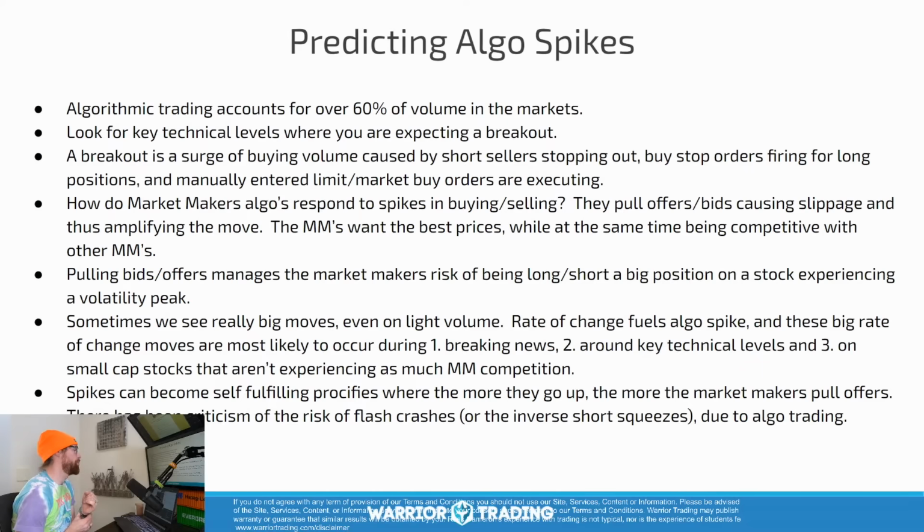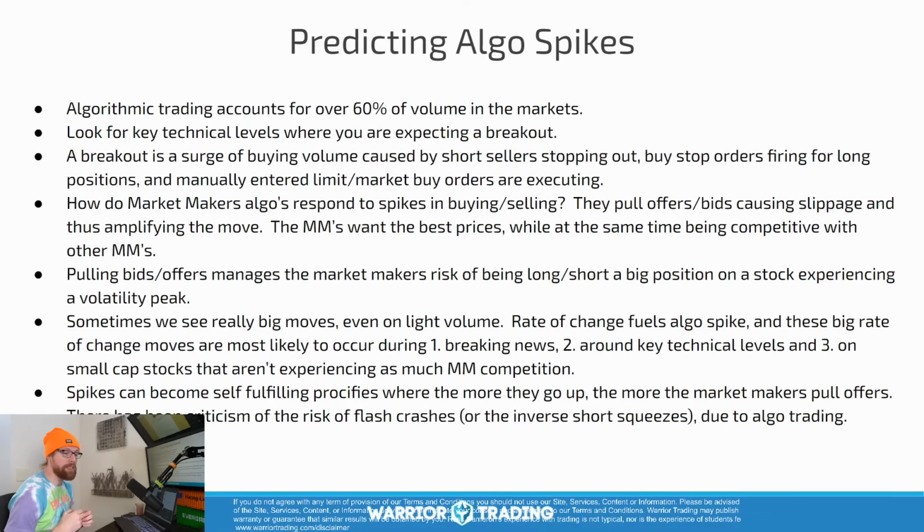So sometimes we'll see really big moves, and that can even be on lighter total volume. And that rate of change is fueling that algo spike. We see it most frequently on breaking news and around key technical levels and on small cap stocks that aren't experiencing as much market maker competition. Spikes can become self-fulfilling prophecies where the more they go up, the more market makers pull the offers, but then it can reverse right back down and you can have these drops.